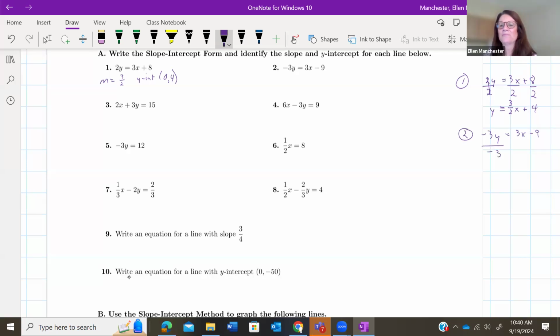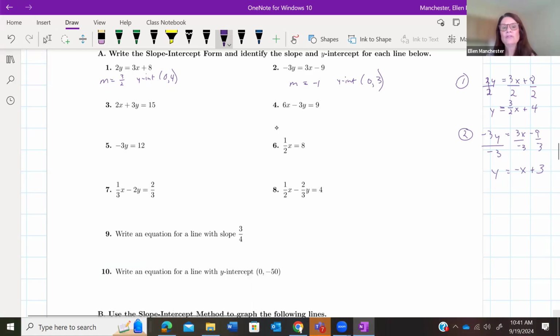All right, here we go. So y equals, what is your slope? Right here. What's 3 divided by -3? -1, good. So -x, and then -9 divided by -3 is +3. And so your y-intercept is at 0, 3.